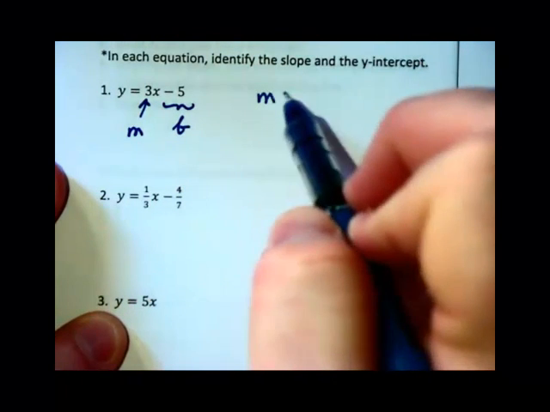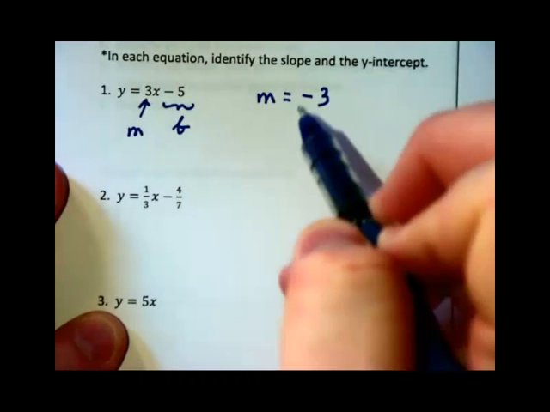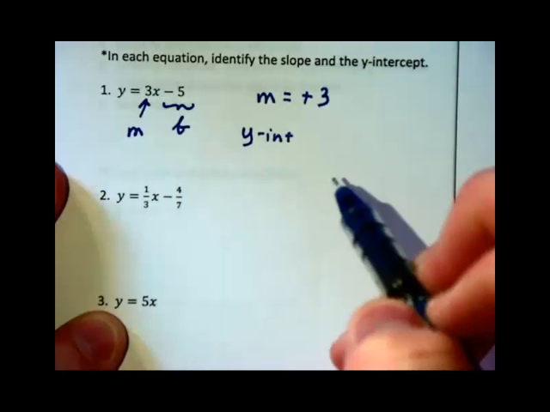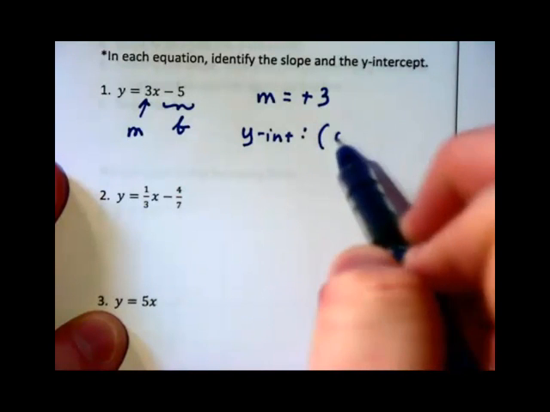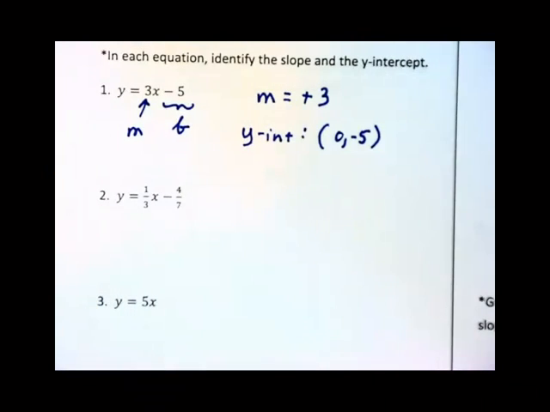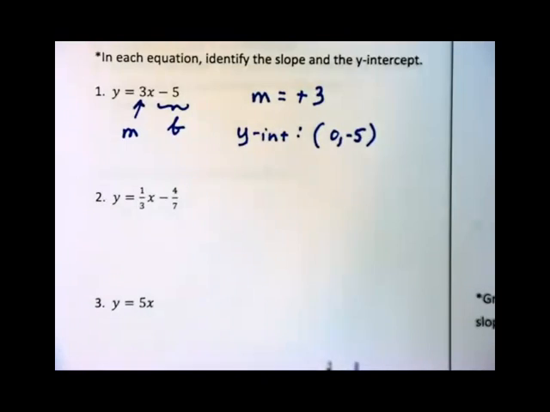So I'm going to actually write that off to the side. m is equal to positive 3. And the y-intercept isn't just negative 5, it's the point (0, negative 5). A y-intercept is not a number, it's the point where the line crosses the y-axis.